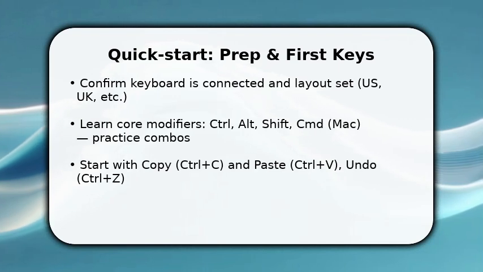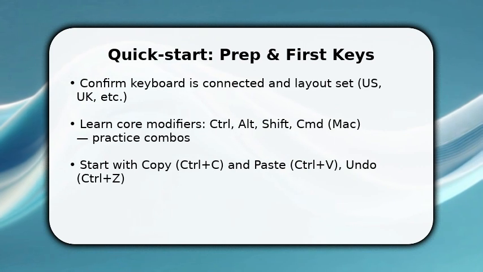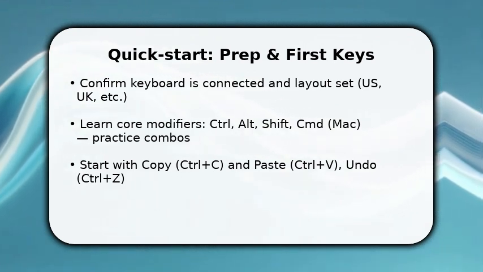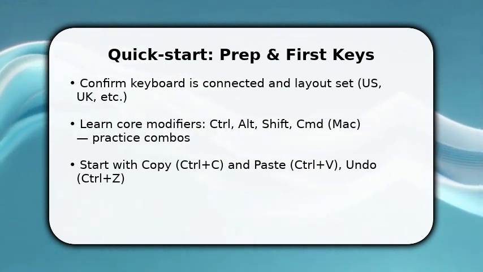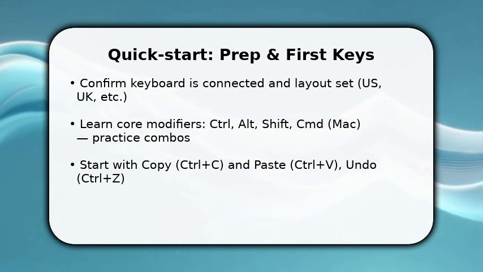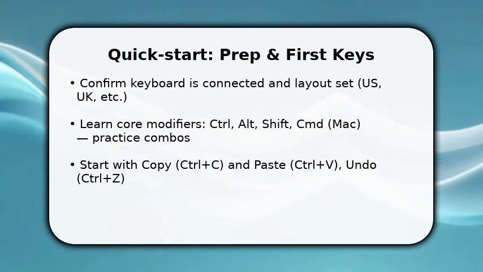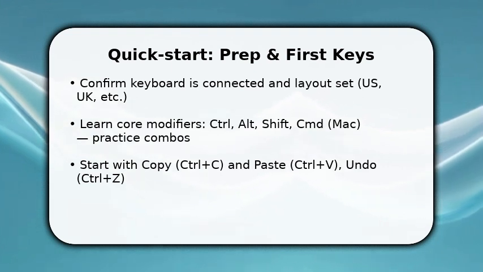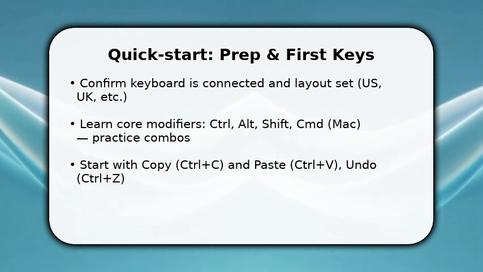Enjoy the video. You'll begin by ensuring the keyboard and layout match your expectations so shortcuts behave predictably. Once done, focus on the modifier keys, Control, Alt, Shift, and on Mac the CMD key, because everything builds from them. Now practice 3 immediate, useful combos: Control plus C to copy, Control plus V to paste, and Control plus Z to undo. Try them in a text editor so you can feel the rhythm. Make sure to repeat each until finger placement becomes automatic and comfortable.